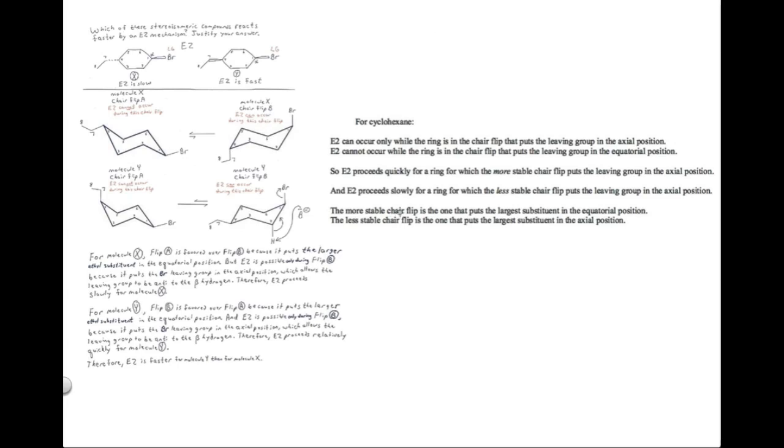And how do we determine the more and less stable chair flip? The more stable chair flip puts the largest substituent in the equatorial position. So chair flip A was the more stable chair flip for molecule X because it put the large ethyl group in the equatorial position. And chair flip B was the more stable chair flip for molecule Y because it, again, put the ethyl group in the equatorial position. And again, we can indicate the more stable chair flip by drawing unequal equilibrium arrows.